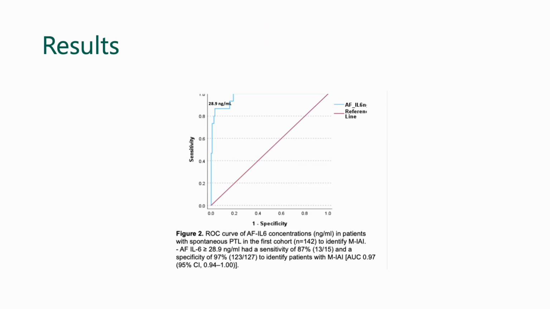ROC curve of amniotic fluid IL-6 concentration in patients with spontaneous preterm labor in the first cohort that included 142 patients to identify microbial associated inflammation. We can see here when we use amniotic fluid IL-6 equal to or more than 28.9 nanograms per milliliter, it had a sensitivity of 87% and a specificity of 97% to identify microbial associated inflammation, with an area under the curve of 0.97.